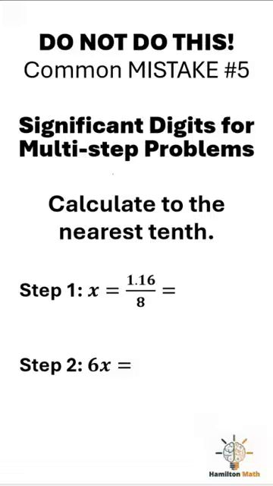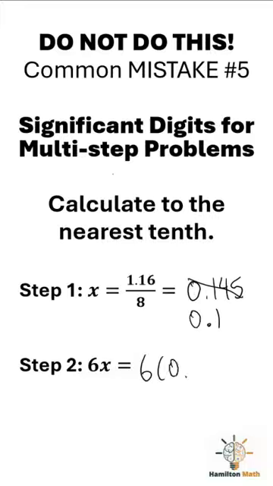Here's an example. If x equals 1.16 divided by 8, and I'm to calculate to the nearest tenth, then what I might do is say, well, 1.16 divided by 8, that's 0.145. And so if I take that 0.145 and calculate that to the nearest tenth, it becomes 0.1. Now if I do the next step, which is taking 6 times that, 6x, so it's 6 times 0.1, what I get is 0.6. That's how to do it wrong.